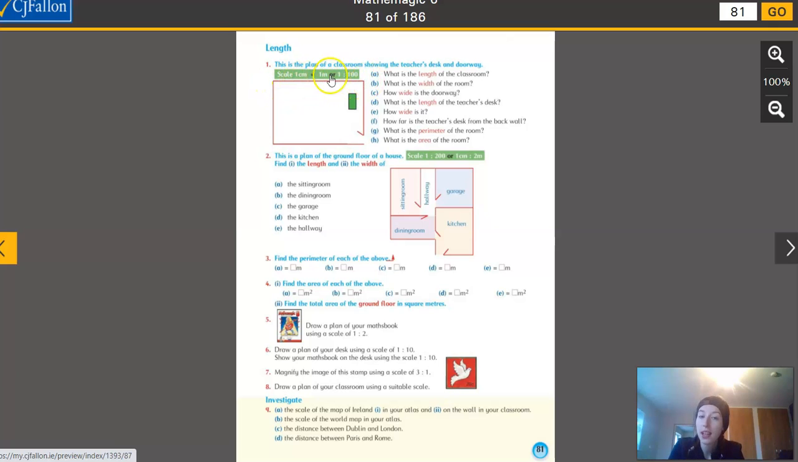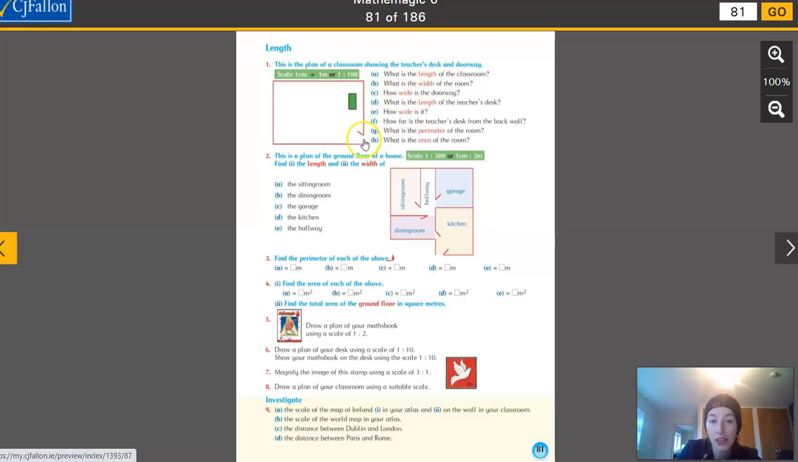Just say, for example, you got 3 centimeters here for this part, and you're answering A, what is the length of the classroom? You don't write down 3 centimeters because the classroom isn't actually 3 centimeters. The classroom would in fact be 3 meters, because that's the point of the scale, okay? Same here with the width of the room. Measure it here and just say it's 2 centimeters, your answer will actually be 2 meters, okay?